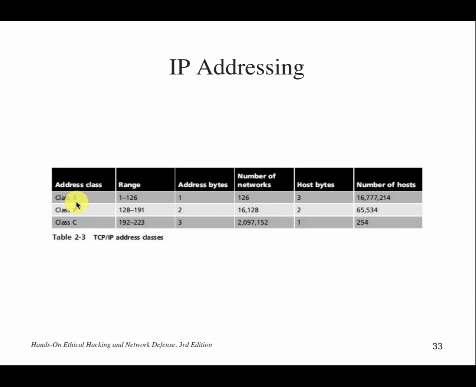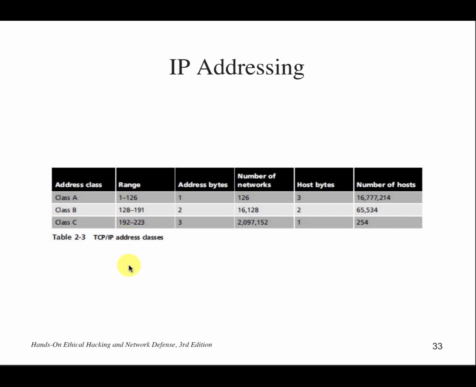You'll notice that we have 1 to 126. The number 127 is not listed here; we're going to talk about that one later. Class B starts at 128 and goes up to 191. When I say 128 and 191, I'm talking about the first digit, the first byte.